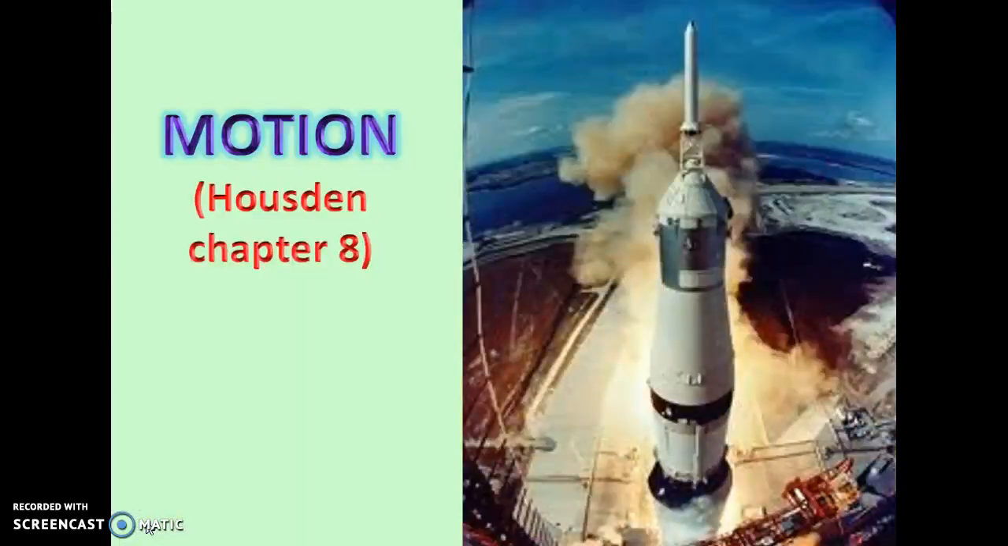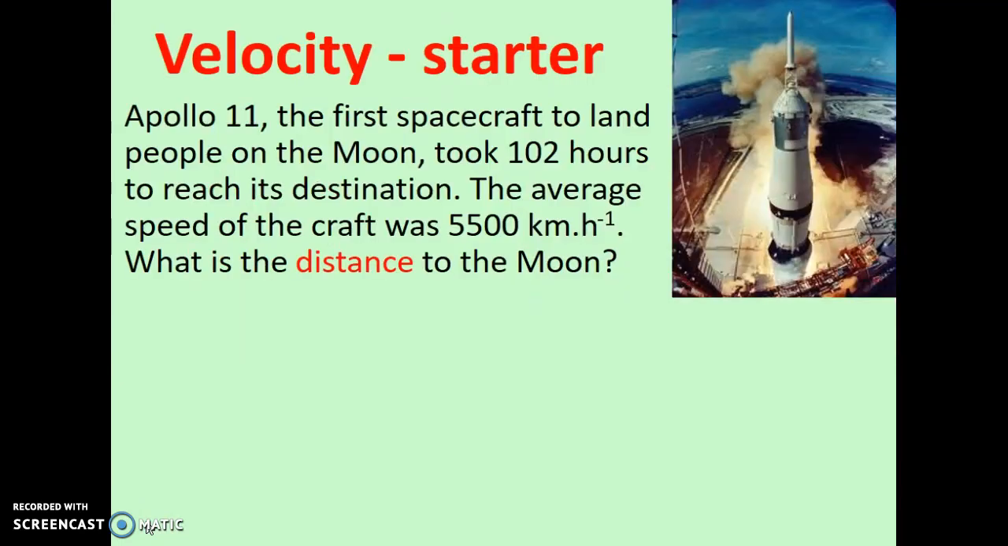This chapter on motion is chapter 8 in Housden, and I'll divide it up into 3 lessons. So this is the first one. Here goes. Just thinking about velocity and speed, let's do this example.